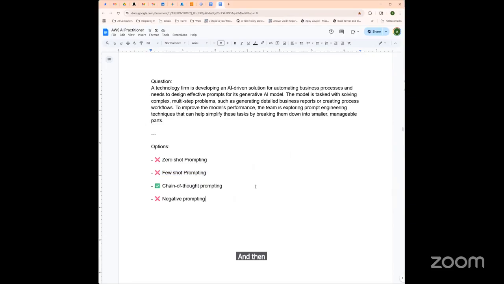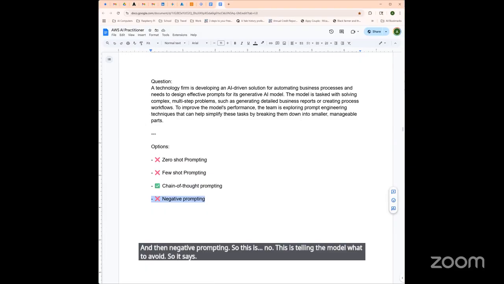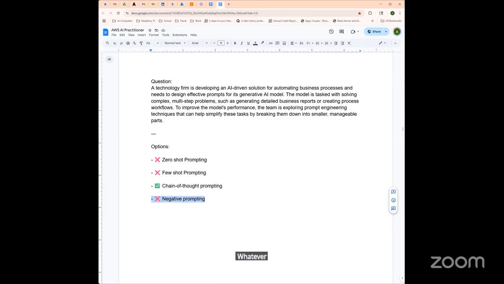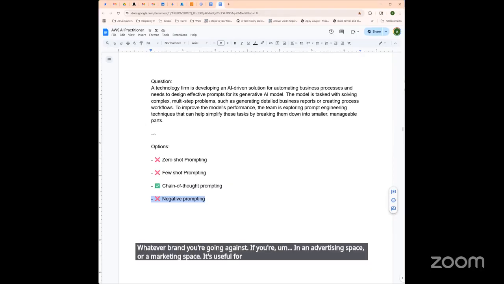And then negative prompting. This is telling a model what to avoid. So it says, don't mention whatever brand you're going against if you're in an advertising or marketing space. It's useful for refining output, not for structuring complex logic.